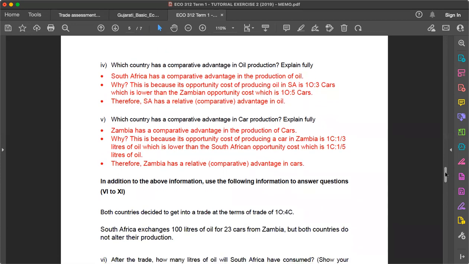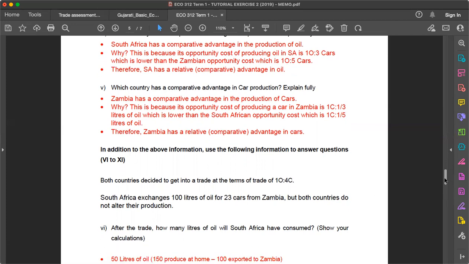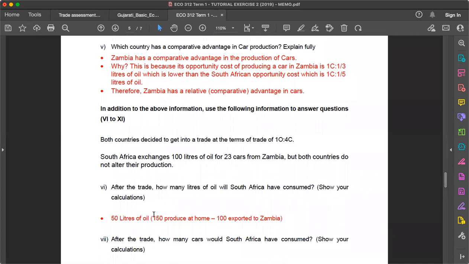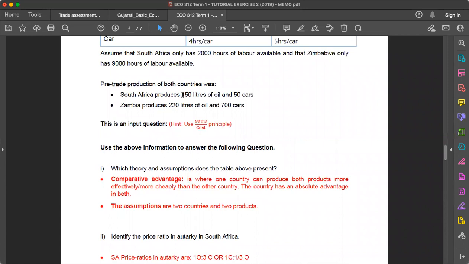Then in addition to the above information, you are supposed to proceed and say after the trade, and deal with what's happening after the trade. How many liters of oil will South Africa have consumed when they exchange 100 liters of oil for 23 cars, in the event that both countries do not alter their production? So the difference between what is produced at home and what is exported should give you your answer of 50 liters of oil, right?